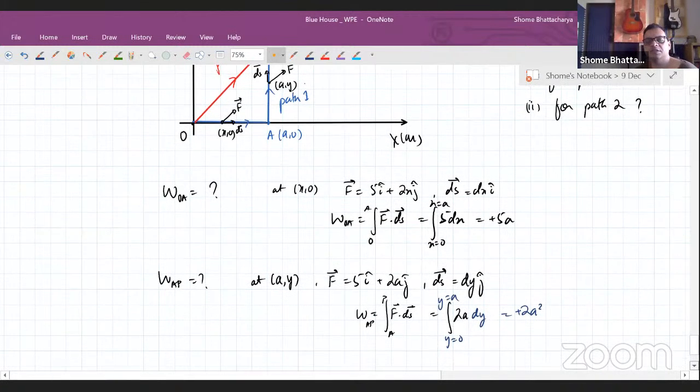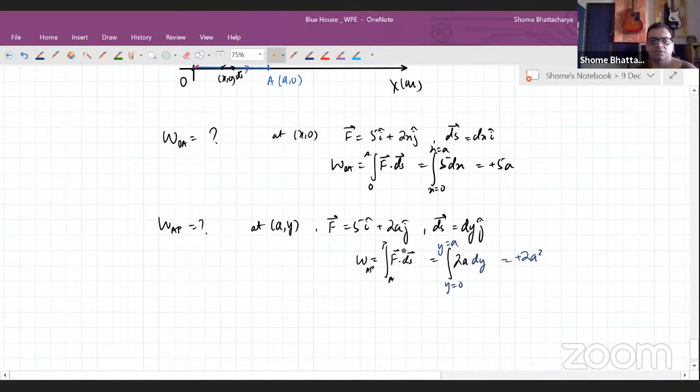Don't worry about the dimensionality. The 2 has a dimension of Newton per meter, whereas the 5 above has a dimension of just Newton. Okay, so this is also in joules, where A is in meters. This is also in joules. So the net work done in path 1 is coming out to be 5a plus 2a square in joules.